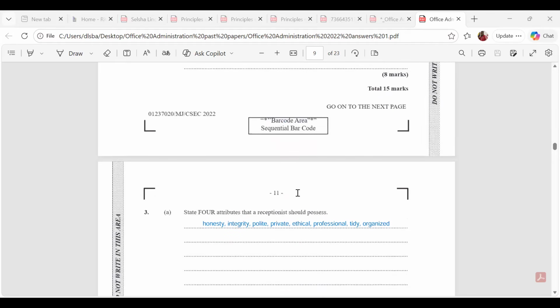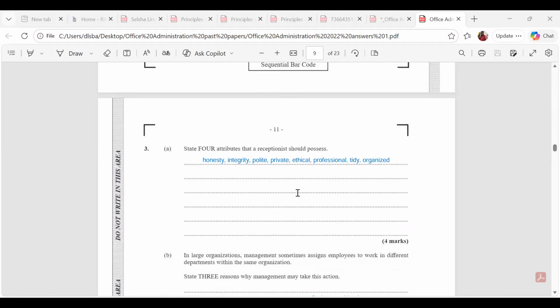Number 3, they asked about 4 attributes that a receptionist should possess. So honesty, integrity, tact, should be private. It shouldn't be gossiping and stuff like that. Polite, ethical, professional, organized, tidy, articulate, or well spoken. Anything like that could work.